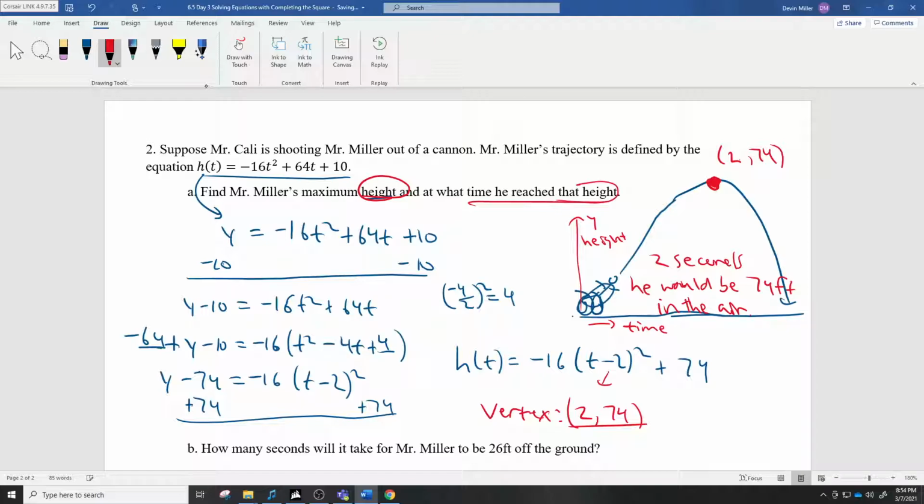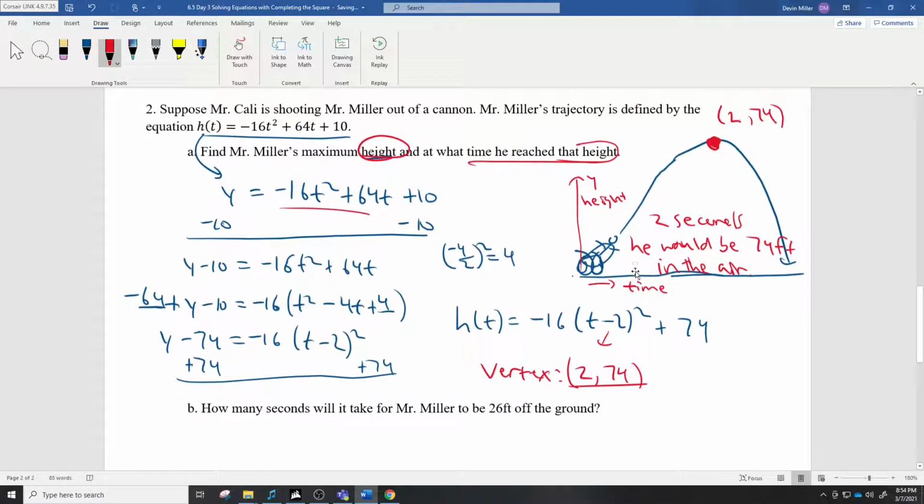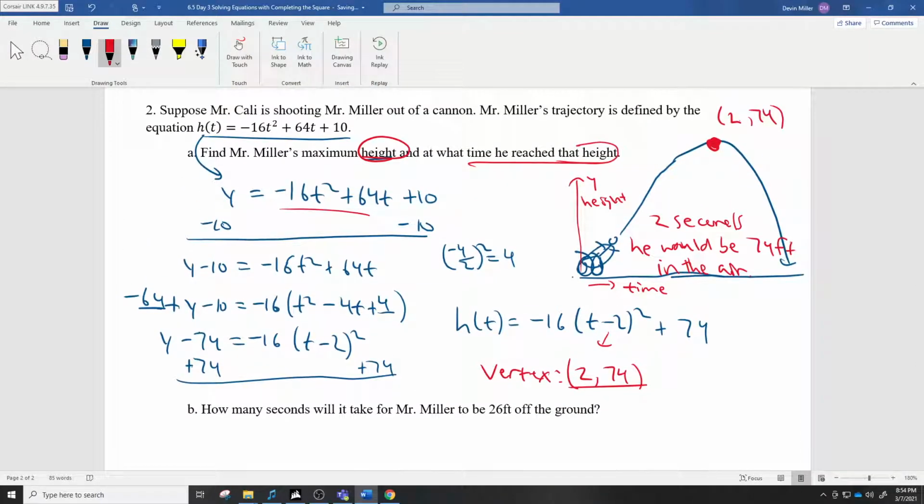So this problem really was just changing from standard form to vertex form. And then one part to this. How many seconds will it take for Mr. Miller to be 26 feet off the ground? Oh, okay, so now we're looking for a very specific amount. So maybe we would say like here is 24 feet. We're saying, how many seconds will it take? So we know the height to be 24, but we don't know the time, right?